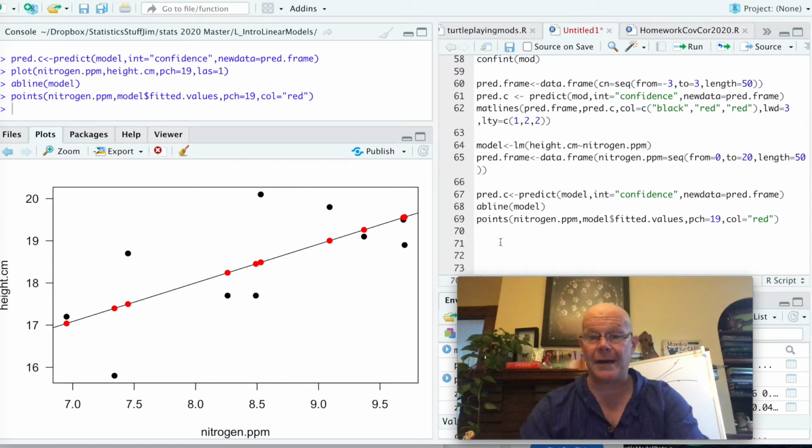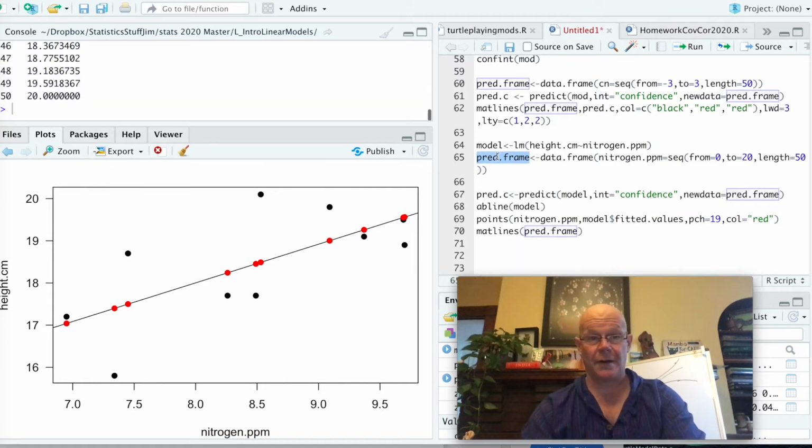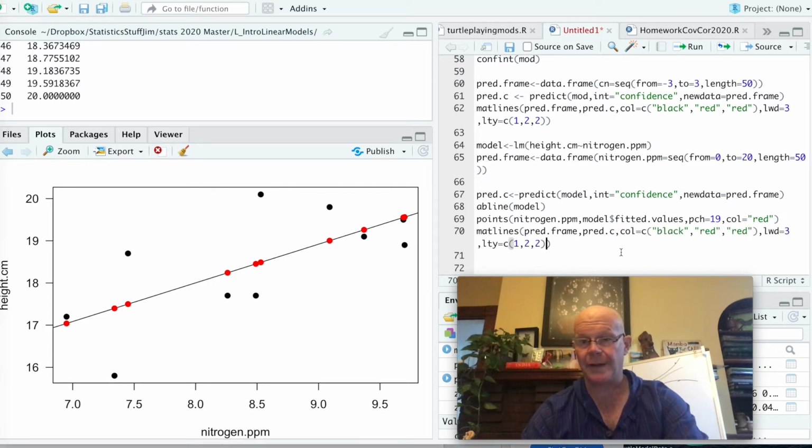And now we can use the matlines function. On the x-axis, it's going to be, again, our pred frame data frame, which holds these possible values of nitrogen from 0 to 20, and I want to plot that on the x-axis. On the y-axis, I want my confidence intervals from the predict function. Then I'll do the same fancy stuff as before, changing the colors and line types, just because it'll look fancier, and we want things to look fancy, darn it.